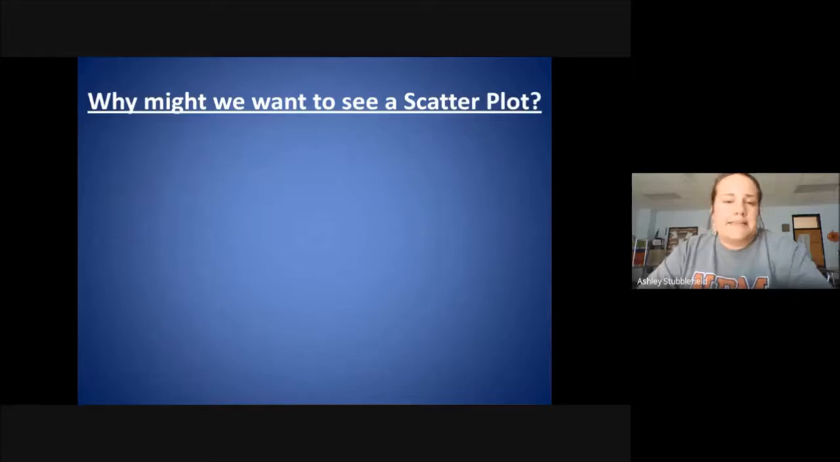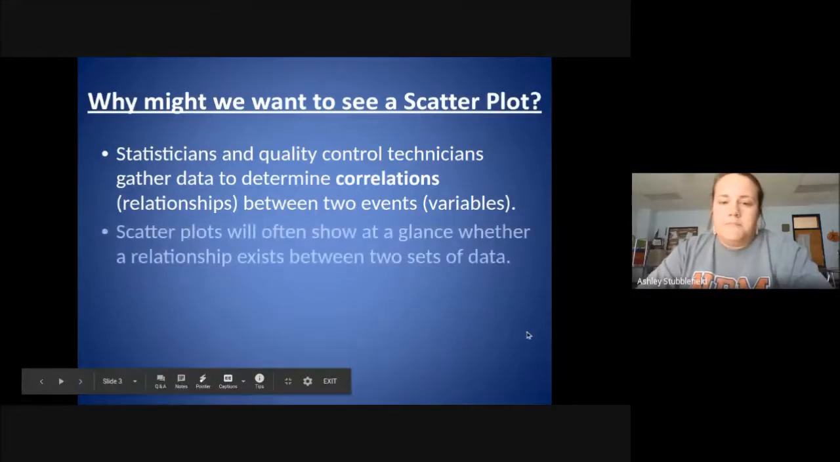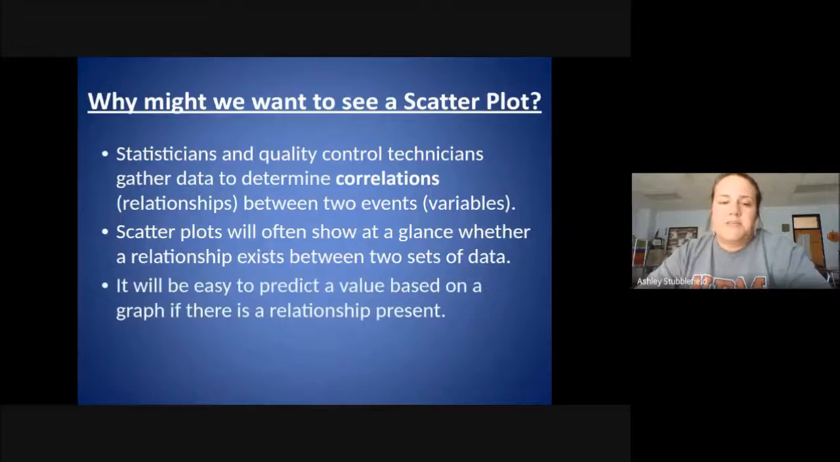Why might we need to see a scatter plot? So if you study statistics or you're a quality control technician, you might use them to gather data to determine correlations between two events, and a correlation is just a relationship. You can look at them pretty quickly and see if there is a relationship between two sets of data. And it's super easy to predict values based off of your graph using a scatter plot.